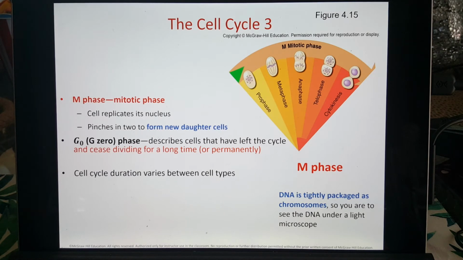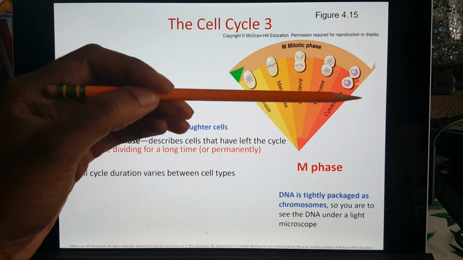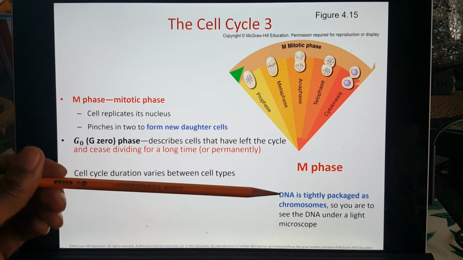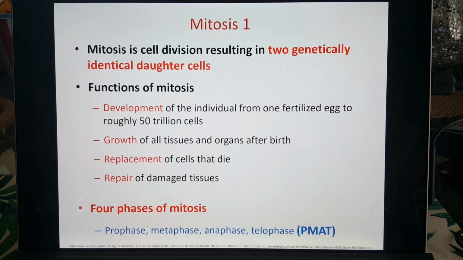So this is where we're actually going to form our new daughter cell. Here at the beginning, we're still one cell, so we're getting ready to eventually split into two. During this phase is the only time your DNA is packed as chromosomes, that X-shaped looking DNA compaction. And in your M phase, you have different phases that we'll talk about later.